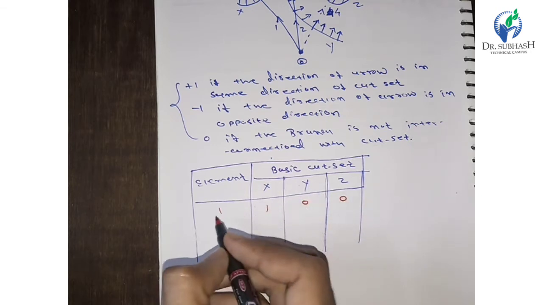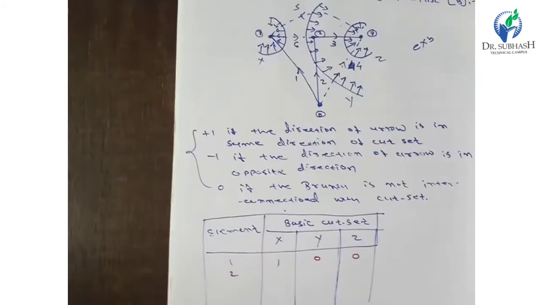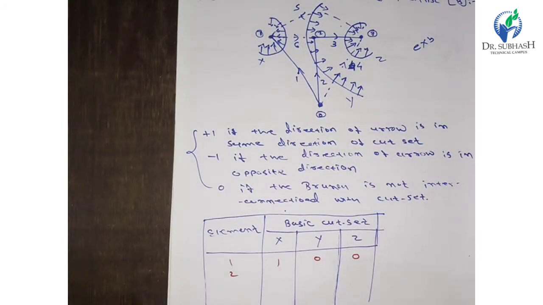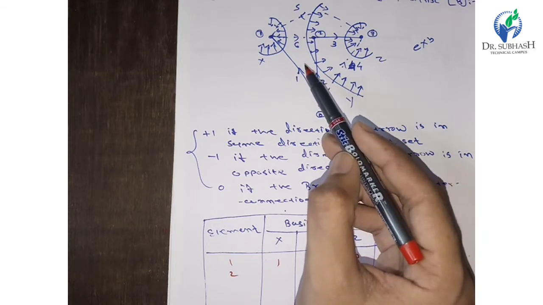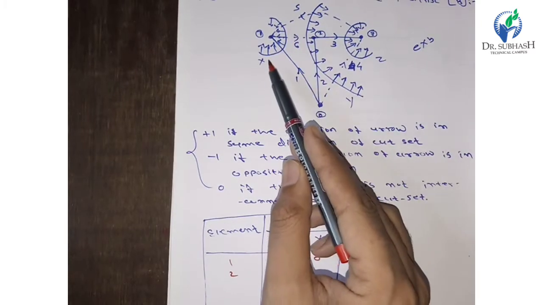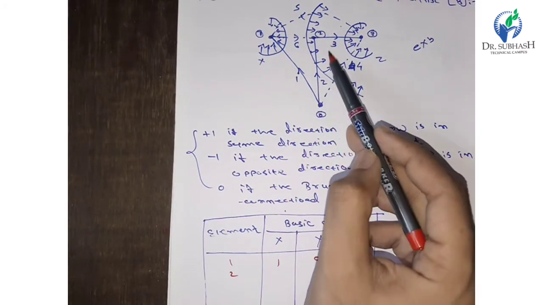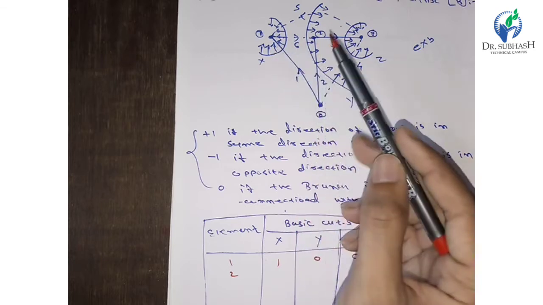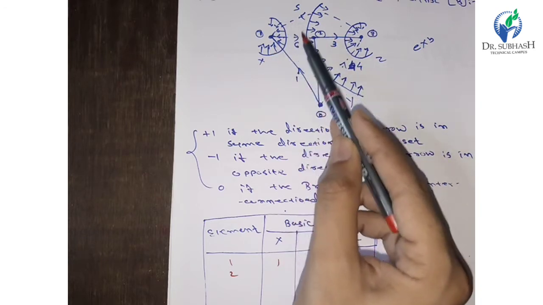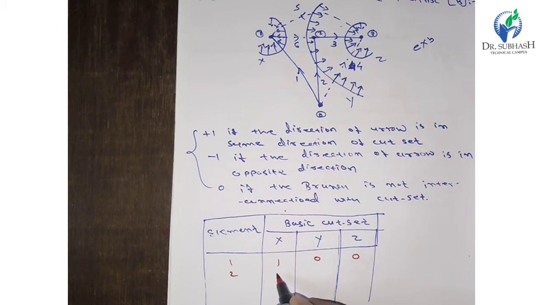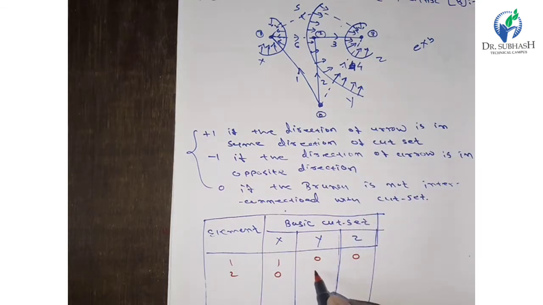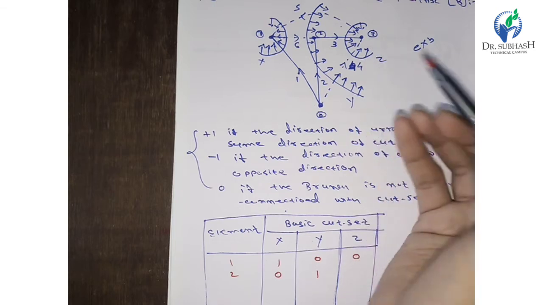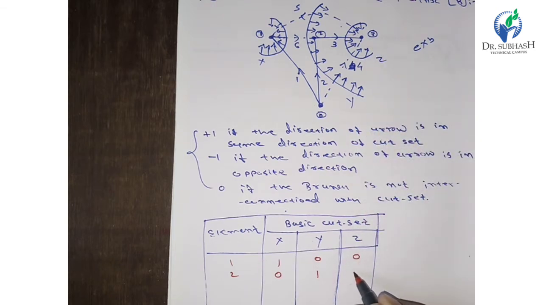When we take the element 2, it is not connected with basic cut set x, so the resultant is 0. In basic cut set y it is connected with them, so the value is 1. In the same way, basic cut set z is not connected with them, so the output is 0.